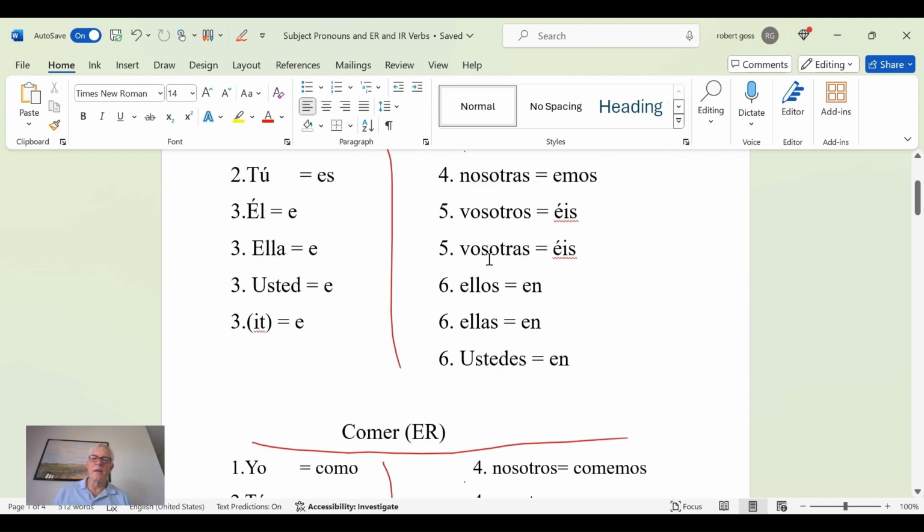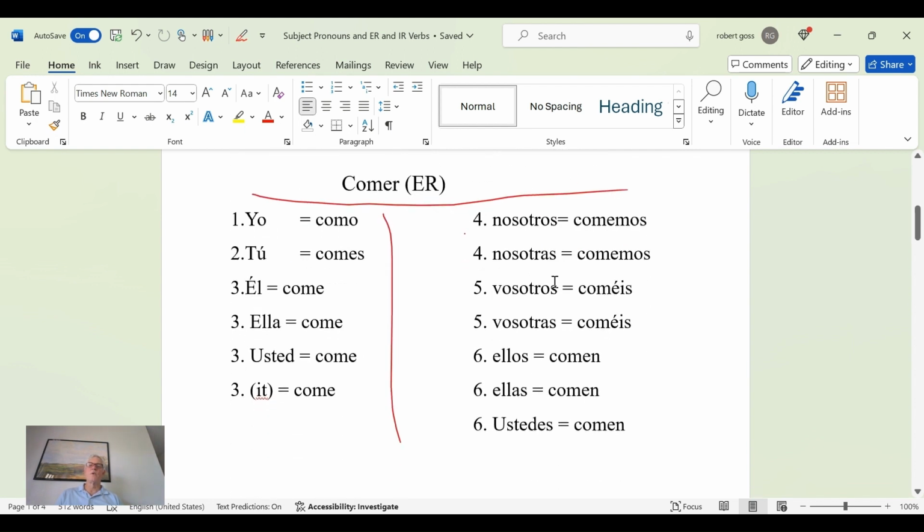Number 5 again, vosotras, you all in Spain, but it's only girls in that group of all of you. We cross off the ER and put éis. And so vosotras coméis, you all girls eat.